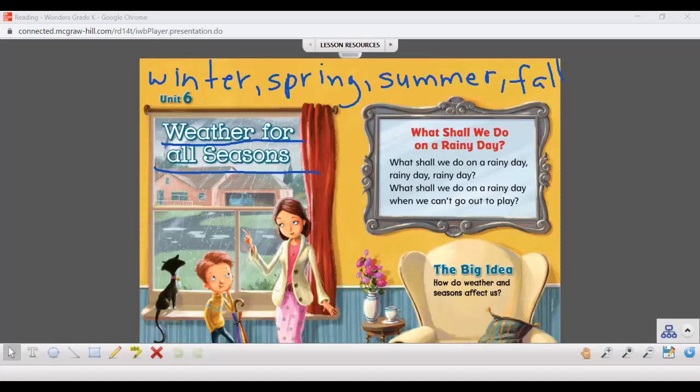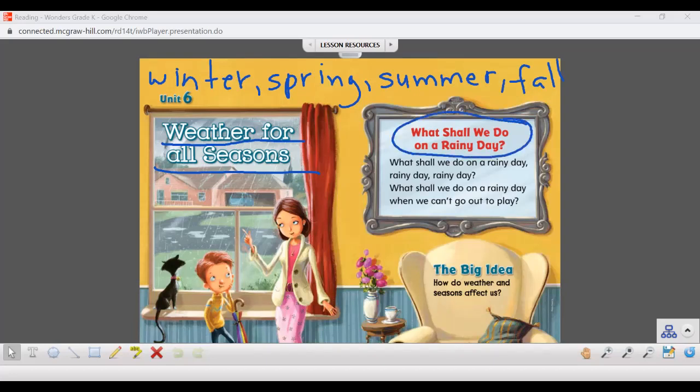What are some things that you do outdoors during each of these seasons? Do you dress differently for the weather? Changes in the weather and the seasons affect both the people and our environment. Let's read this song. We're going to read the lyrics.